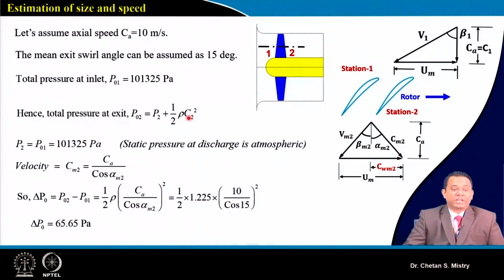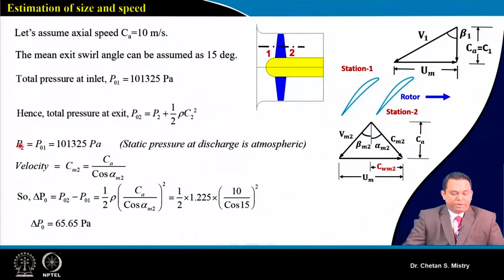Now for this case, what is given is that my exit pressure is atmospheric pressure. So we can say my static pressure P2 is equal to P01. They both are the same. If this is the case, then we need to calculate our delta P0, which we are representing in terms of static pressure and the absolute velocity term.